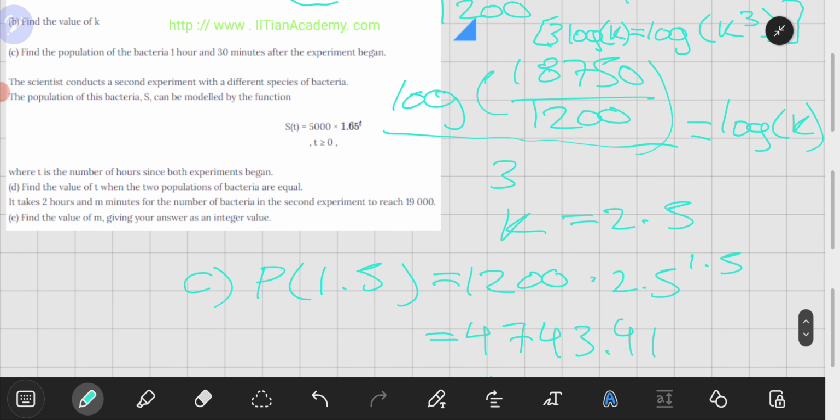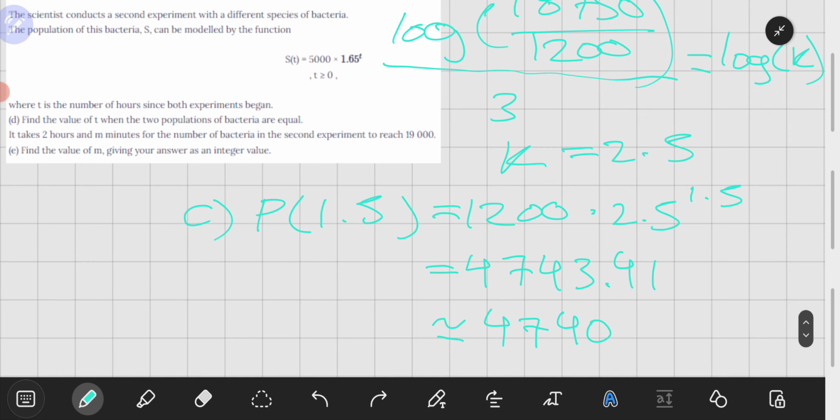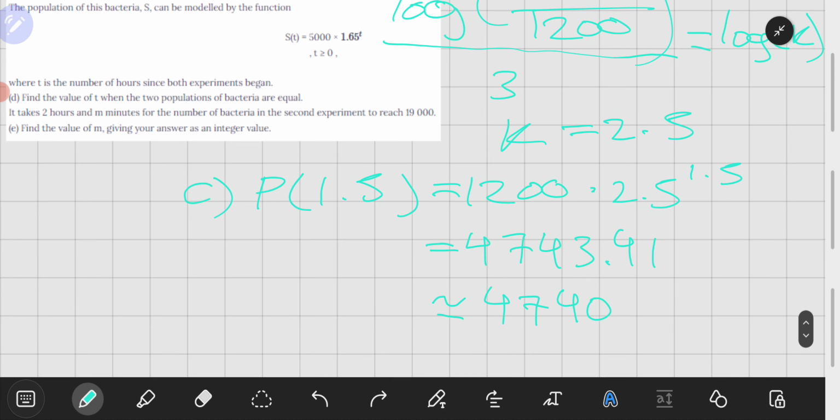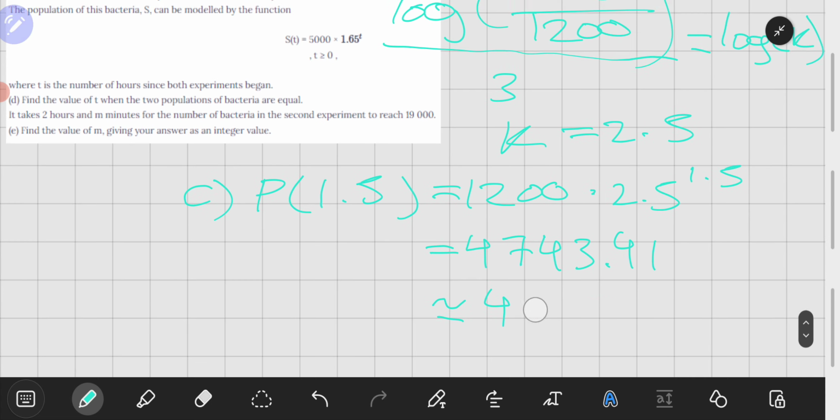So for our next question, it says the scientist conducts a second experiment with a different species of bacteria. The population size is given by S and modeled by the following equation here, where T is the number of hours and so on and so forth. Now for question D, we're asked to find the value of T when the two population sizes are equal. So the first way we can do this is simply by equating the two equations and solving for T. Okay, so let's do that.